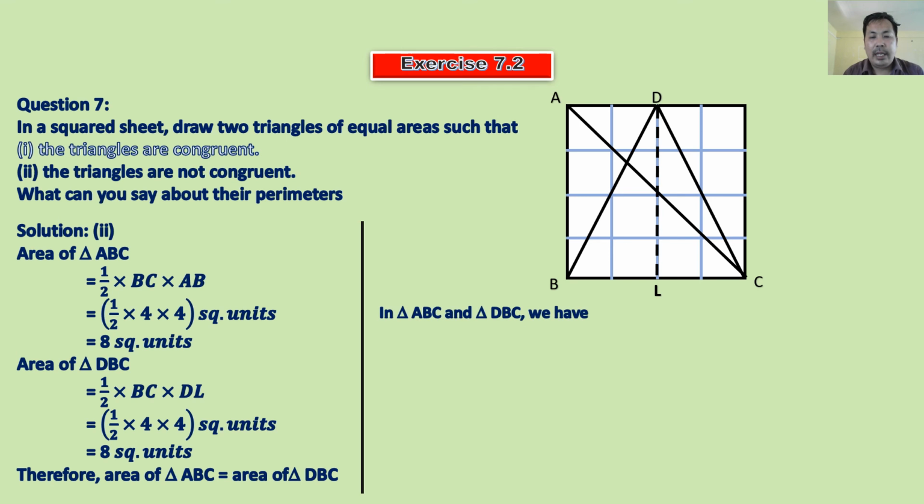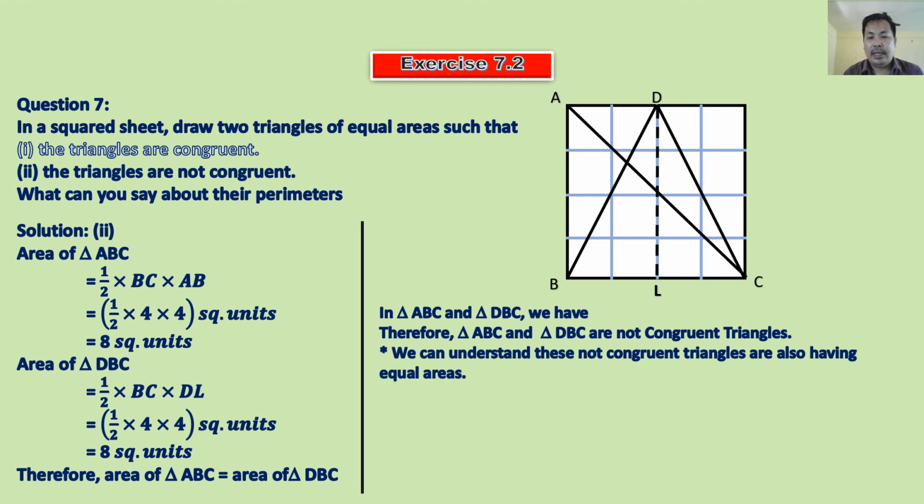Then next, in triangle ABC and triangle DBC, we have that triangle ABC and triangle DBC are not congruent triangles. Then we can understand that these non-congruent triangles also have equal area. See, we have no criterion to prove that these two triangles are congruent. So these two triangles are not congruent, as you can see here also, isn't it? So my dear student, triangles which are not congruent can also have equal area.